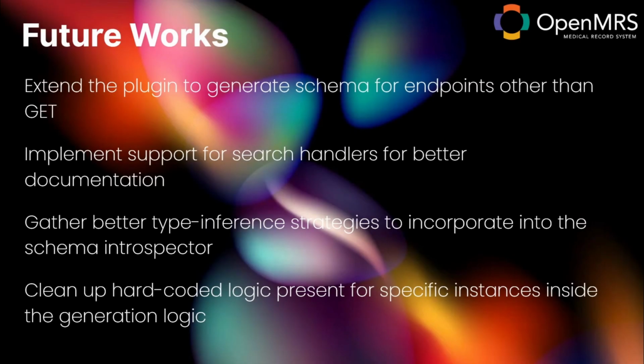About the future works, there are a couple of things we can do to improve this project on another level. Some of the things are: extend the plugin to generate schema for endpoints other than get, like post, delete, and implement support for search handlers for better documentation, and gather better type inference strategies to incorporate into the schema introspector. What it currently does is, in its multi-tiered approach, if it fails everywhere, it resorts back to string. So if we can find better approaches to improve it, then that would be great.